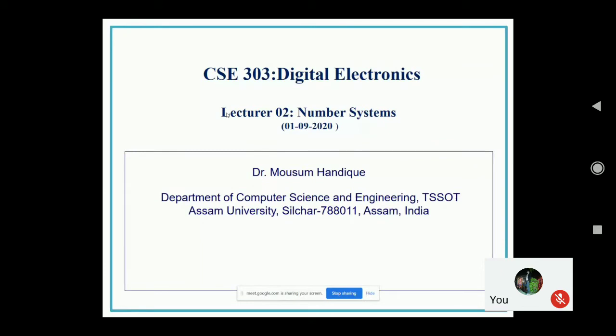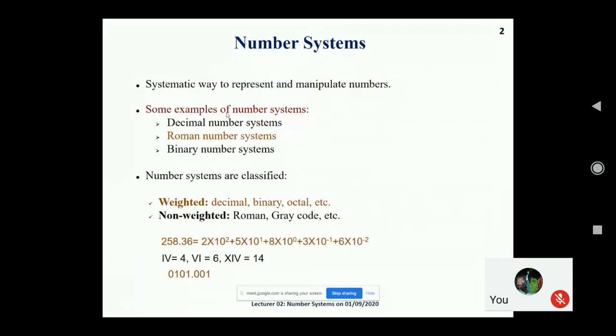Okay. What is a number system? A number system is a systematic way to represent and manipulate numbers. A digital circuit always performs a behavior, and that behavior is generated by the Boolean function. To make that Boolean function work, we provide some inputs, and that input may be in a number system. So a number system provides systematic rules to manipulate the numbers before we design the digital circuit. Some examples of number systems are decimal numbers, Roman number system, binary numbers.